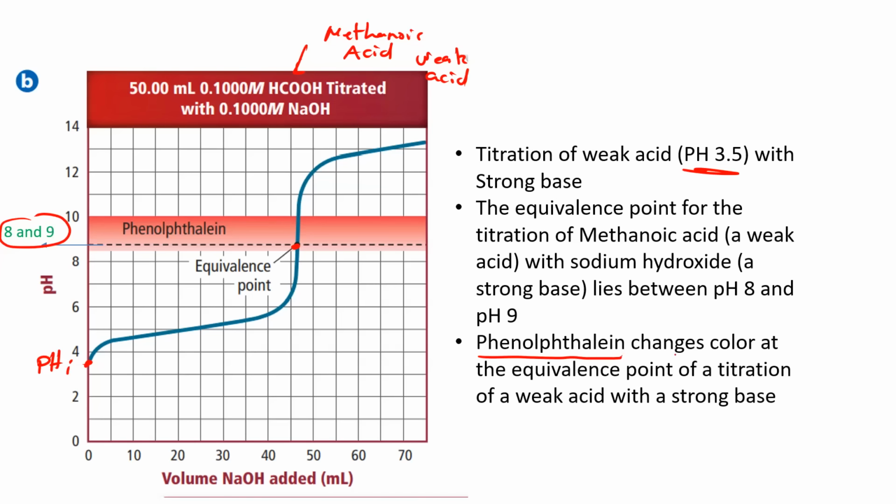And phenolphthalein changes color at the equivalence point of a titration for a weak acid and a strong base. So if we have a weak acid and a strong base, we choose this indicator, the dye that tells us when we have reached the equivalence point. And we'll talk about it shortly, okay?